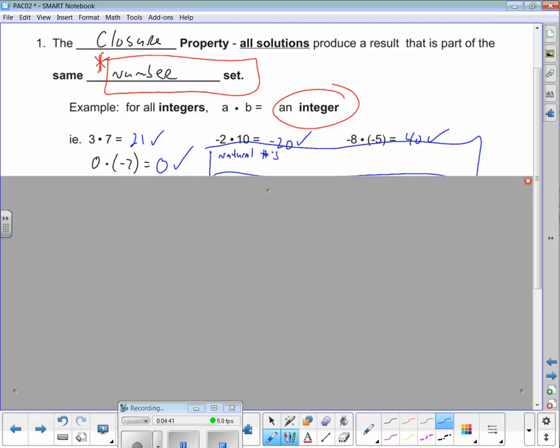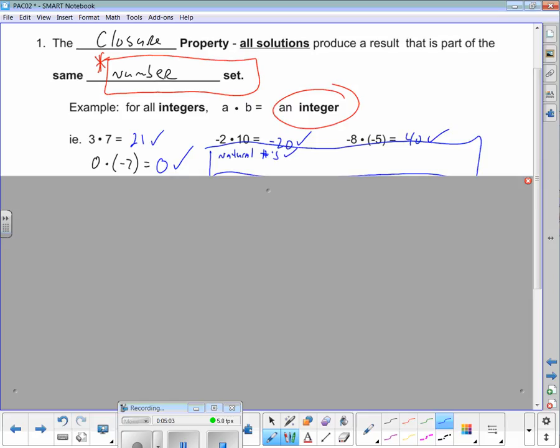So that's that. No matter what 2 natural numbers, right? 1, 2, 3, and above, we always get a natural number. 1 times 7, 7. 3 times 5, 15, natural number. 37 times 2, 74, natural number. 100 times 100, 10,000, natural number. Yeah, that one's going to work. All right, so that one's closed.